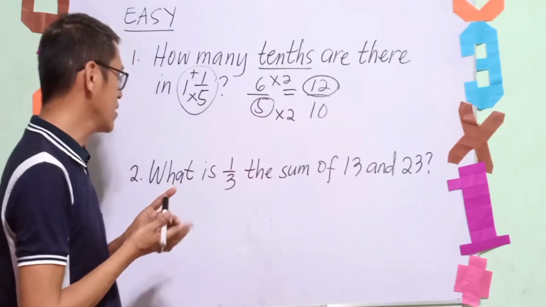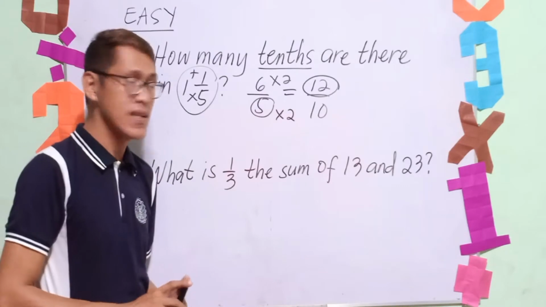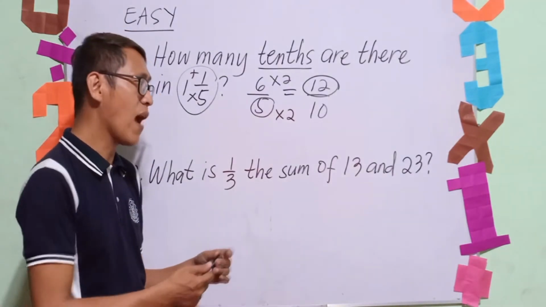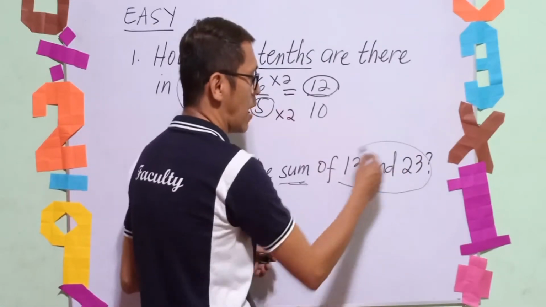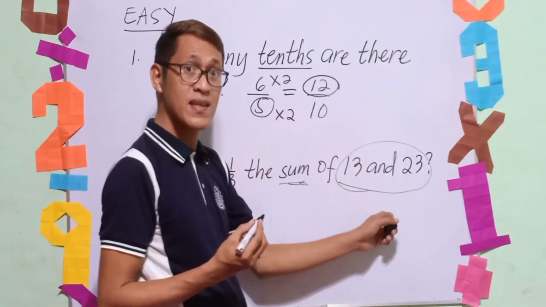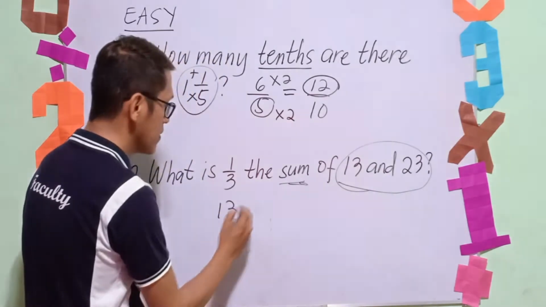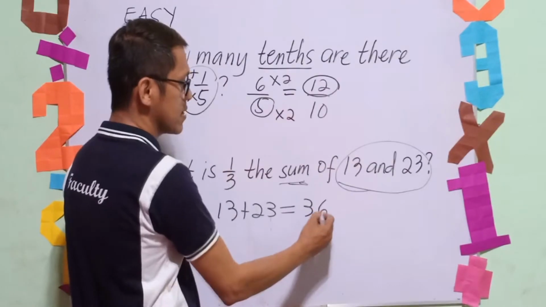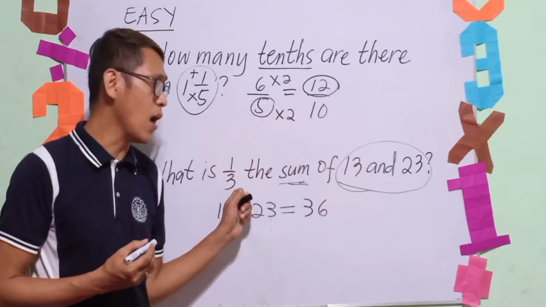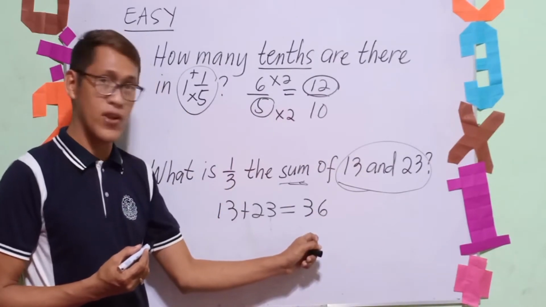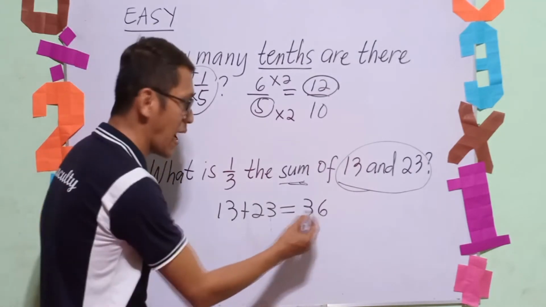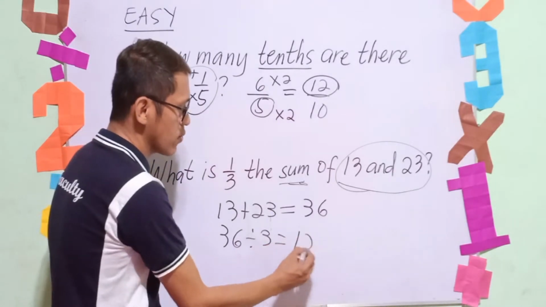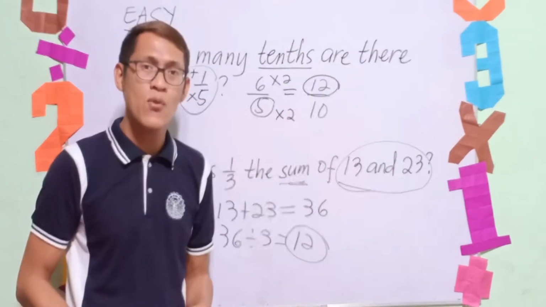What about number 2? What is 1/3 of the sum of 13 and 23? Here you have to get first the sum of these two numbers. How to get the sum? You add, right? So 13 plus 23 will give you 36. Then after that, get 1/3 of 36. How? Yes, you divide this by 3. So 36 divided by 3 is 12. So our answer is 12.